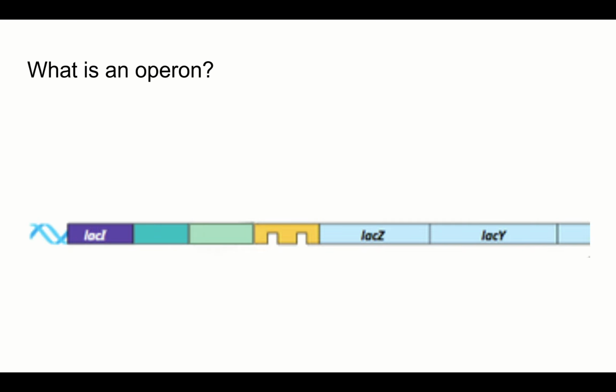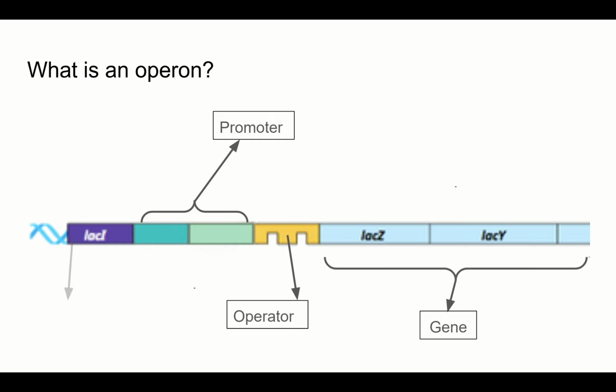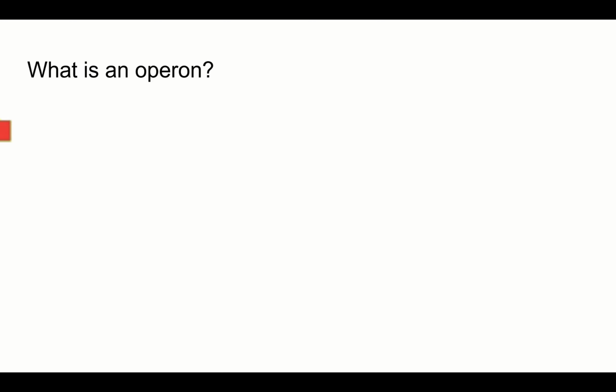Its constituent parts are the promoter, which allows for the RNA polymerase to bind, the operator, which determines whether the gene is turned on or off, the gene itself, and this region known as the regulatory gene, which codes for the operator protein. As we see here, the operator protein acts like a light switch, binding to the operator, as we'll see in a minute.